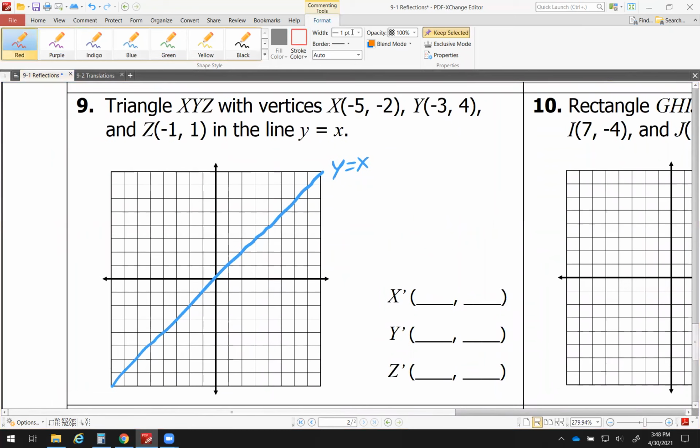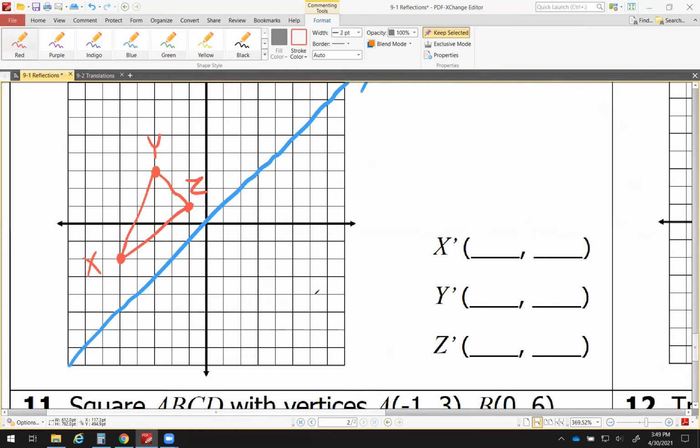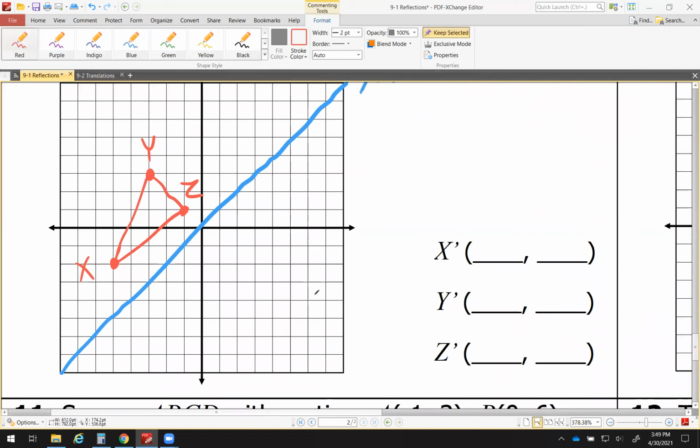So in red, I will go ahead and plot these points. X is at -5, -2. Y is at -3, 4. And Z is at -1, 1. So there's that. That's X, that's Y, that's Z. And I'm going to connect my dots here so I have a pretty triangle.